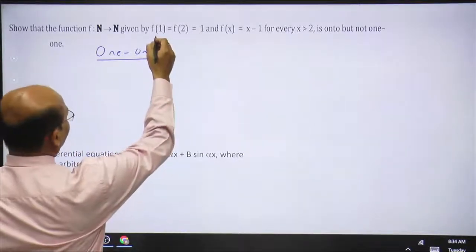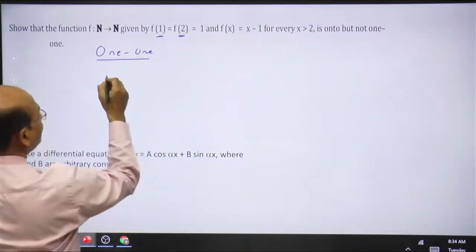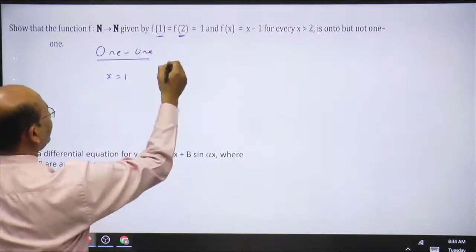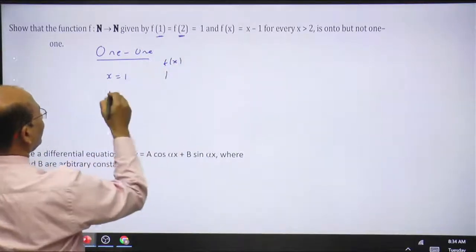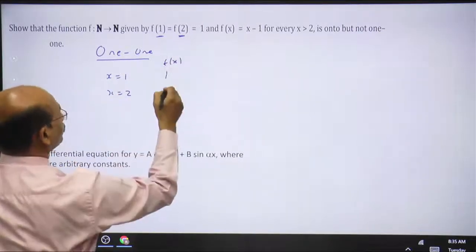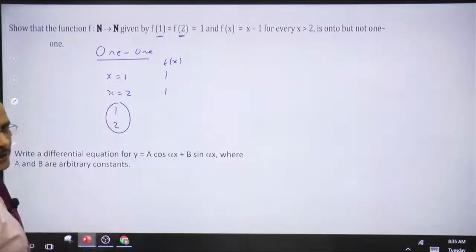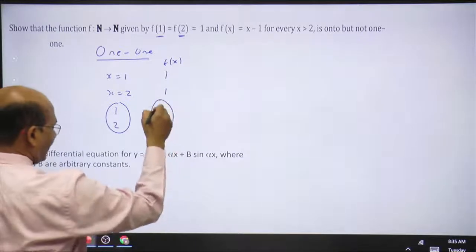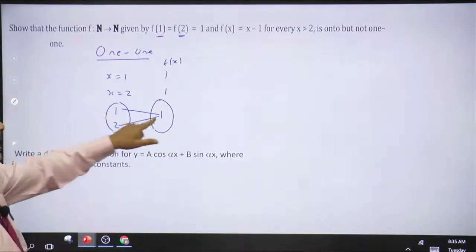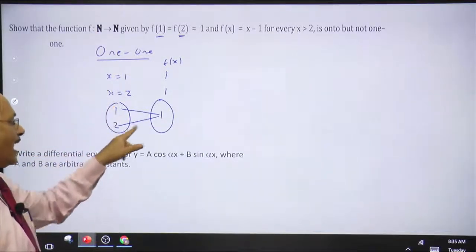So remember this part, f of 1 is 1 and f of 2 is 1. That means when x is equal to 1, f of 1 is 1, and when x is equal to 2, f of 2 is also 1. So what does this mean? When the inputs are 1 and 2, you are getting the same image, 1. So when I put x equals 1 in the function, I am getting 1. When I put x equals 2, I am getting 1.